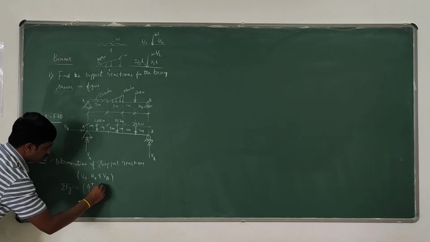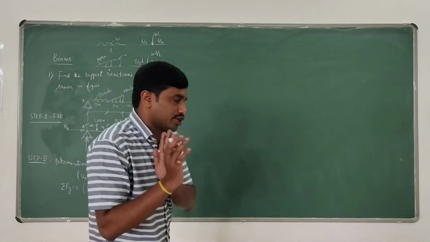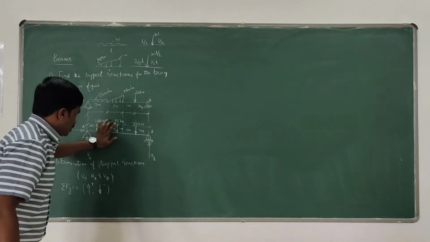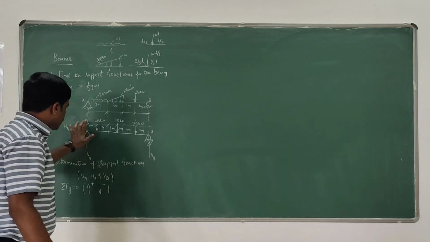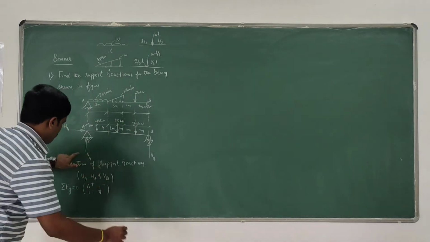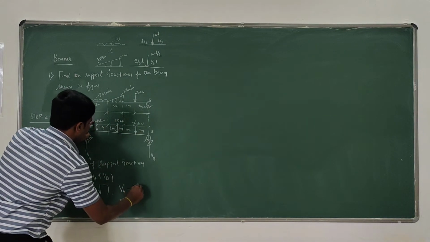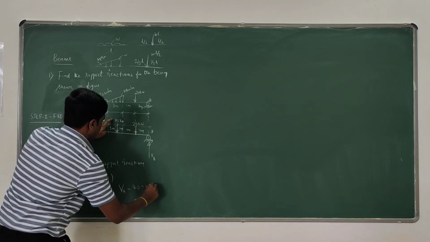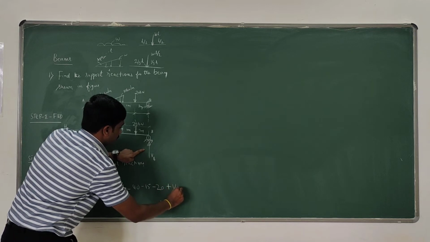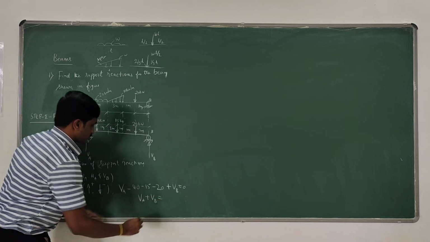The sign convention is all upward forces are positive and all downward forces are negative. How many vertical forces are in the given system? 1, 2, 3, 4, 5. Out of 5 forces, 3 forces are acting downward and 2 forces are acting upward. So plus VA, minus 40 because it acts downward, minus 15 acting downward, minus 20 acting downward, plus VB equals 0. So VA plus VB equals the total.